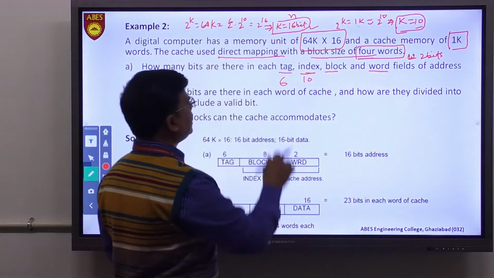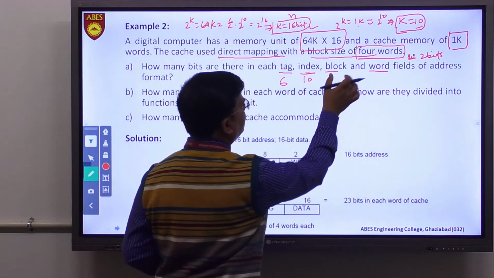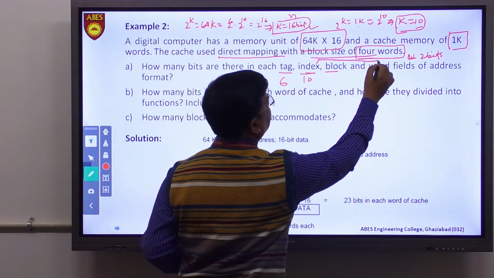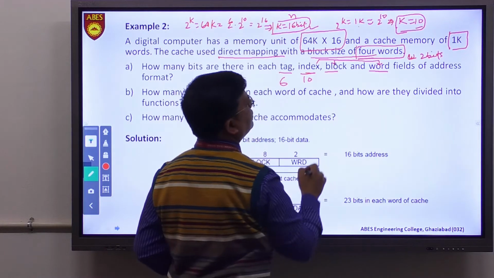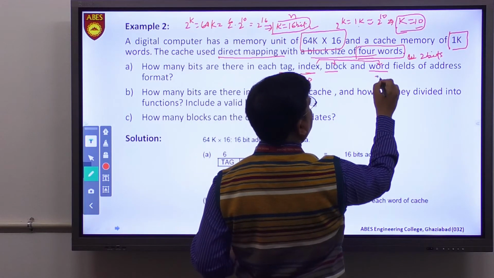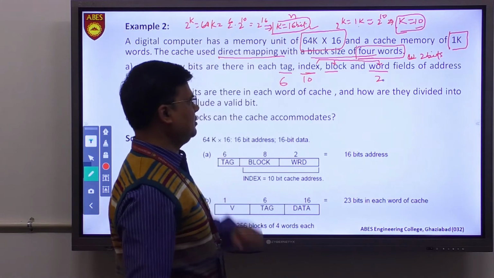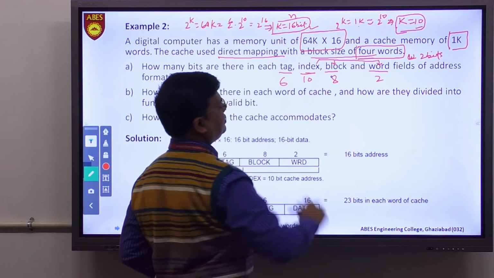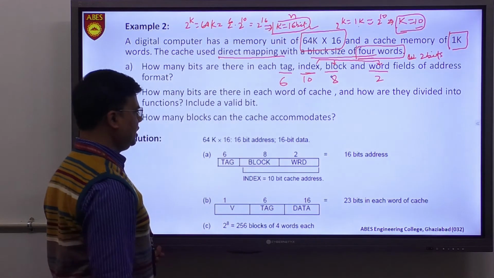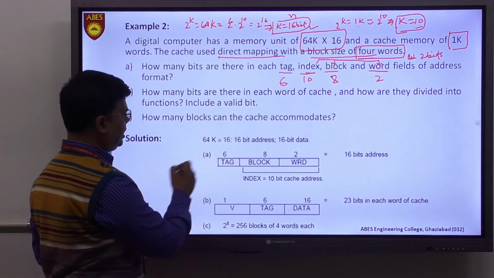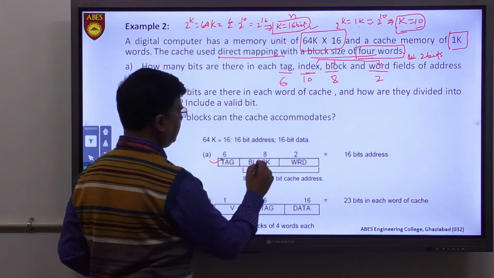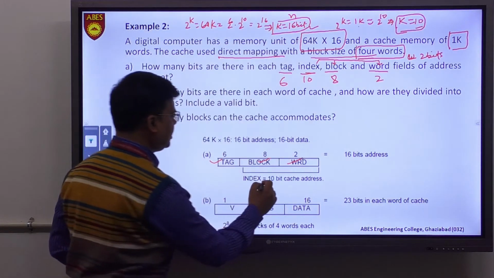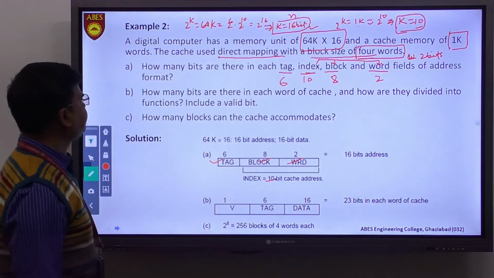And this index part is further divided into block and word. The word field has 2 bits, so the size of word field will be 2. Remaining 10 minus 2, that is 8 bits, will be the size of the block. The same is shown here. You see here in this part A, tag has 6 bits, block has 8 bits, word has 2 bits and index has 10 bits.